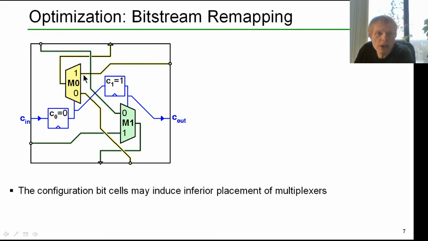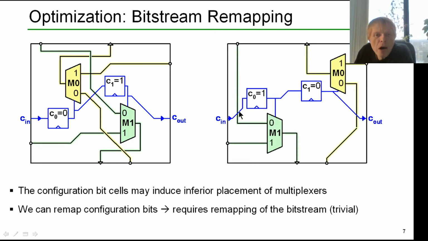Like here you see this yellow multiplexer that would be better off placed a little bit further to the right because all the other terminals are located further to the right, right? And here the green multiplexer, there's the same situation, just the other way around. So if we could somehow rewire which configuration bit controls which resource, we will get to a routing that looks much less congested, like here in this example.